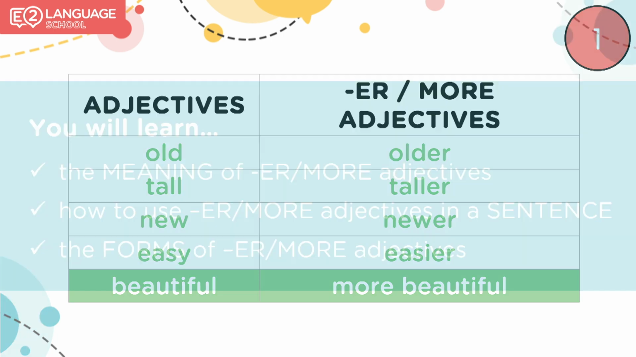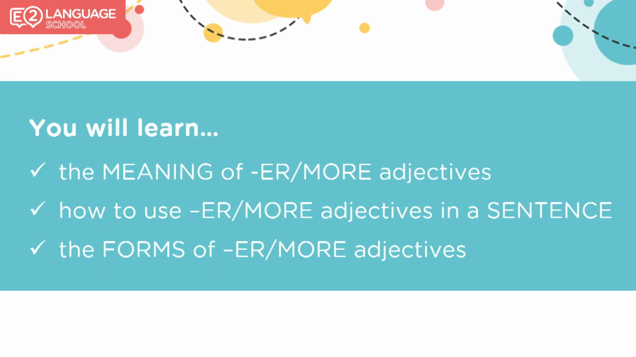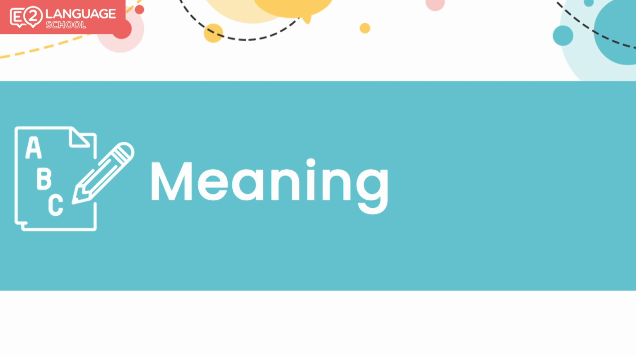So, in today's lesson, we have 3 goals: to look at the meaning of ER and more adjectives. We're going to learn how to use ER and more adjectives in a sentence. And then we will look at the 4 different forms of ER and more adjectives. Ready to begin? Let's go. So we will start by looking at the meaning.